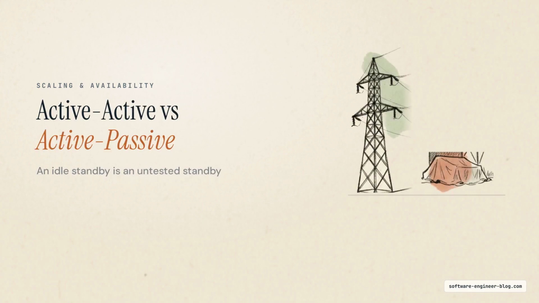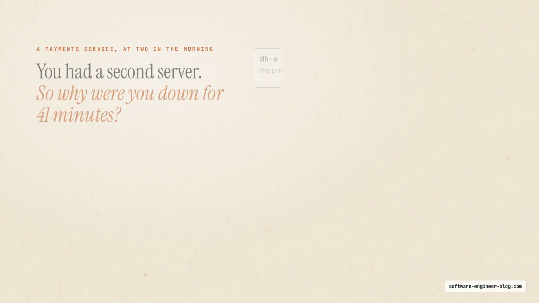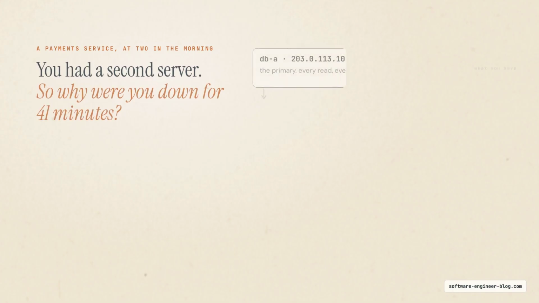Active-active versus active-passive. Two shapes of the same sentence. We have a second one, and only one of those shapes is actually serving traffic right now. 2 in the morning, a payment service, one database, and a second identical machine sitting right next to it, copying every change as it happens.